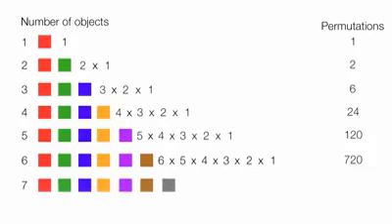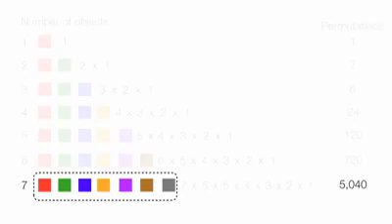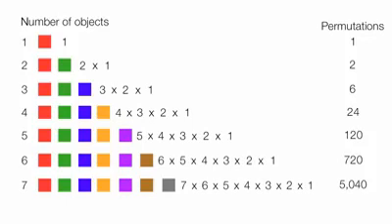Now with 7 objects, this is my last one, I have 7 times 6 times 5 times 4 times 3 times 2 times 1, and that equals 5,040. It turns out I can take these 7 objects and create 5,040 different permutations. You probably noticed the same pattern, 7 times 6 times 5, and then 6 times 5 times 4 times 3 times 2 times 1, and so on and so forth. And then I have 4 times 3 times 2 times 1, and so on.